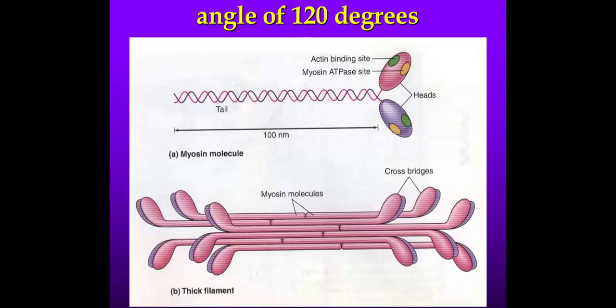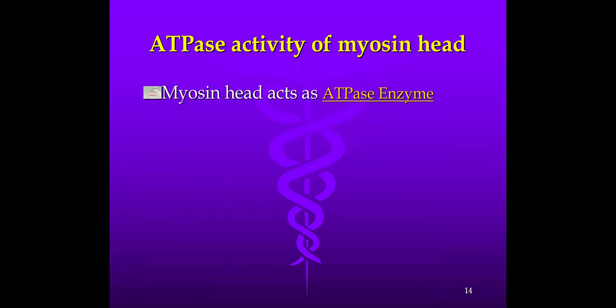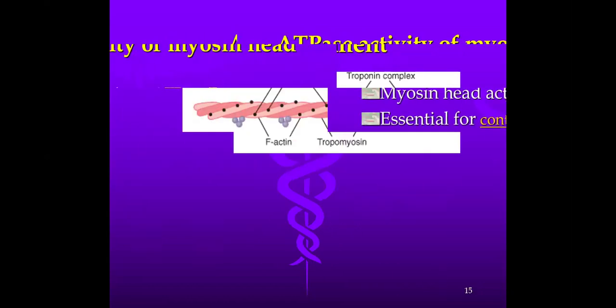So they have two binding sites, the myosin binding site at the base and the actin binding site. These two are the heads. This is the tail. These are the myosin molecules, a bunch of myosin molecules. The myosin head acts as an ATPase enzyme and is essential for contraction.